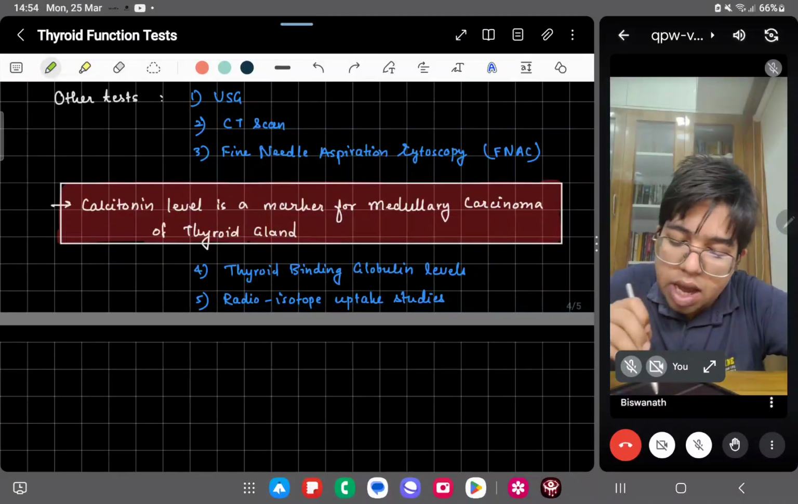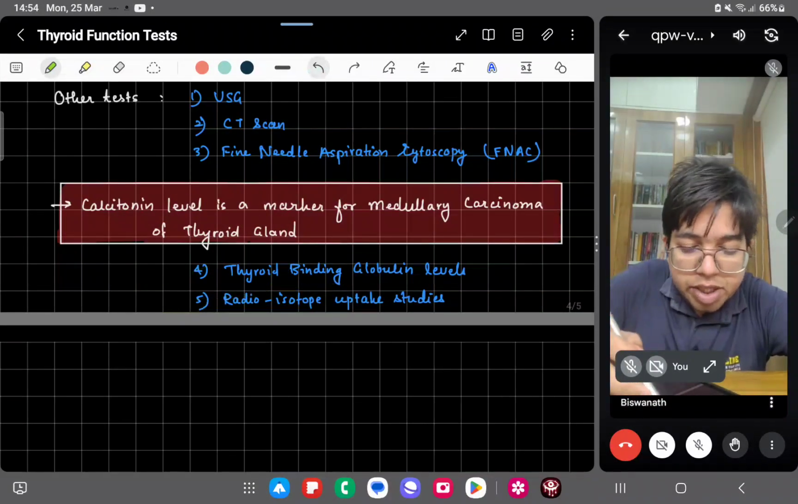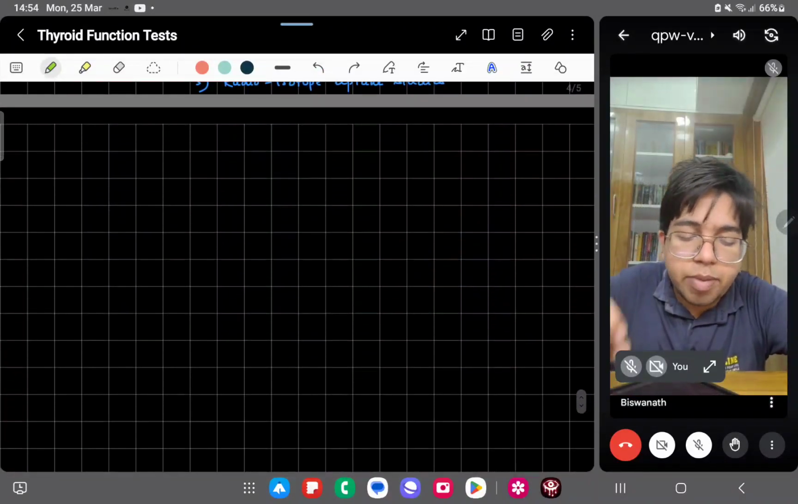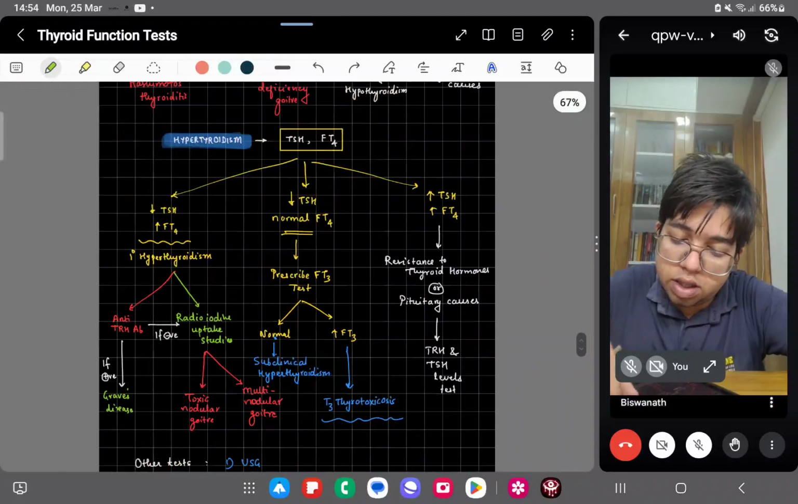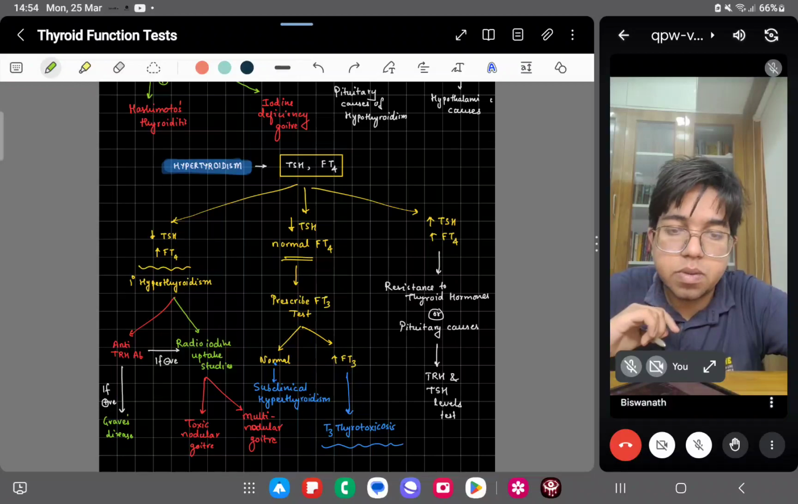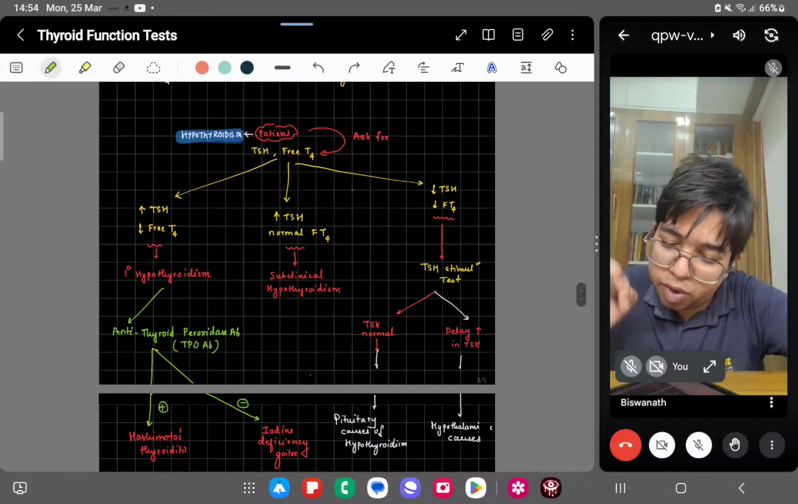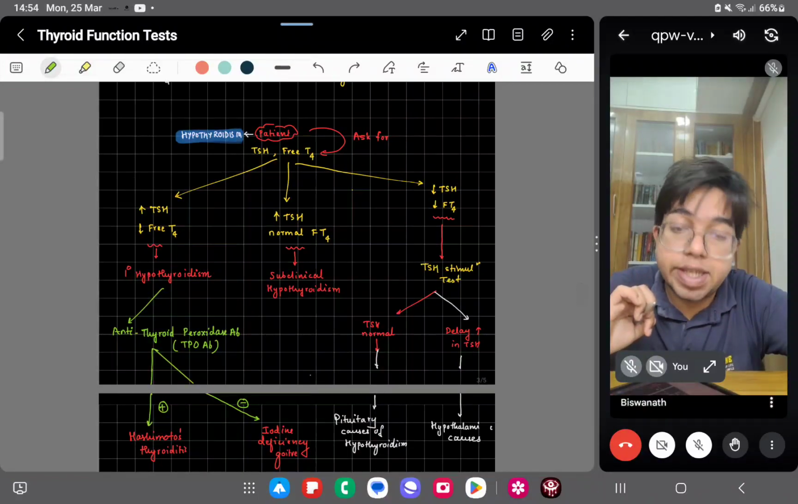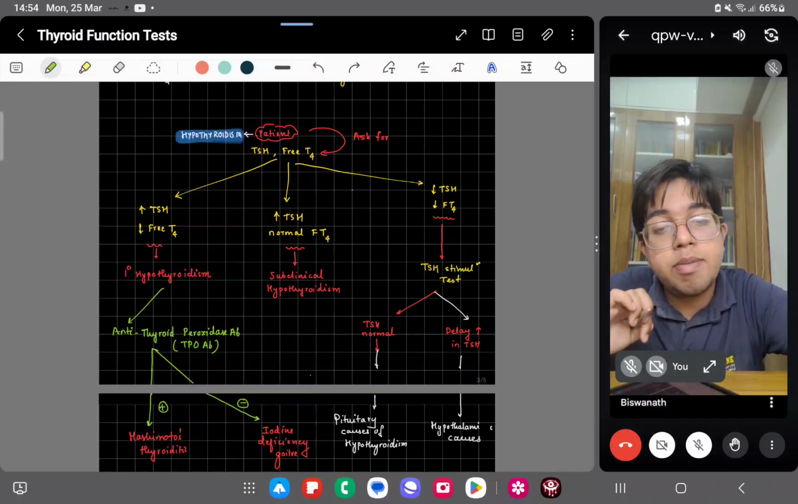Okay. And other tests: thyroid binding globulin test, TBG, and radioiodine uptake studies. These are your biochemical aspects of the thyroid gland. You have to take a screenshot of this first: hyperthyroidism, and then the approach to hypothyroidism. These two things you have to register in your mind and read repeatedly, and by that you will master the thyroid gland.